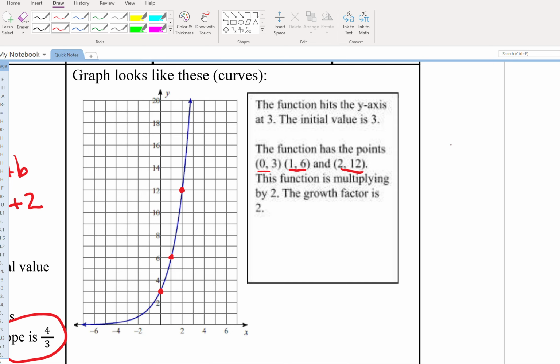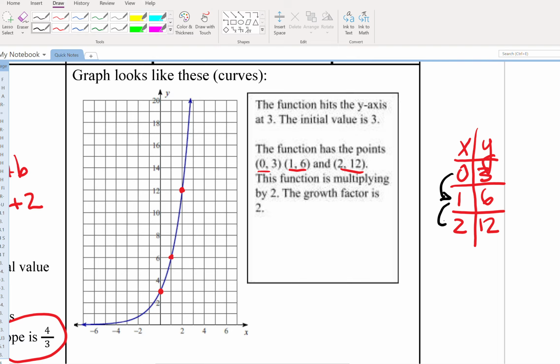I think it's useful to put those in a table just so you can analyze what's happened. And this also will help you with the table part that will come next here. So I've got 0, 3, 1, 6, and 2, 12. And then I'm going to notice here that these x values increase by 1. And so over here, I could say from 3 to 6, well, that's plus 3. And that would be the pattern if this is also plus 3. But 6 plus 3 is 9, not 12. So it's not linear. It's not a constant change.